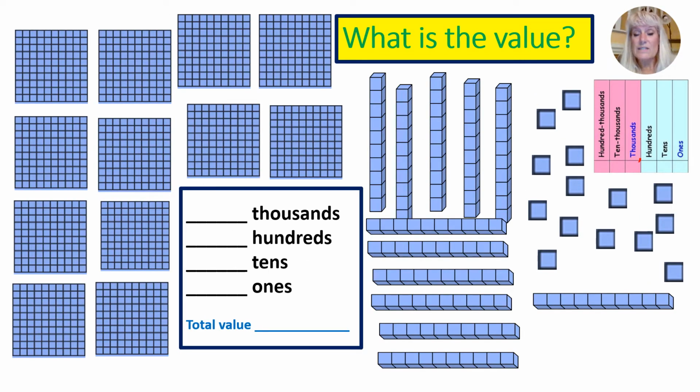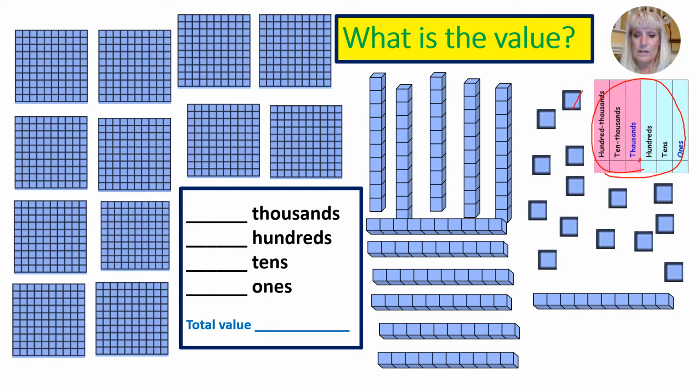Okay, let's take a look at this one. This says, what is the value? And I want to remind you that we're keeping in mind this place value chart. And we're working specifically in the ones period with the ones, tens, hundreds, and then just a little bit in the thousands. So let's start by counting as many ones as we can and try to bundle them into a group of tens.